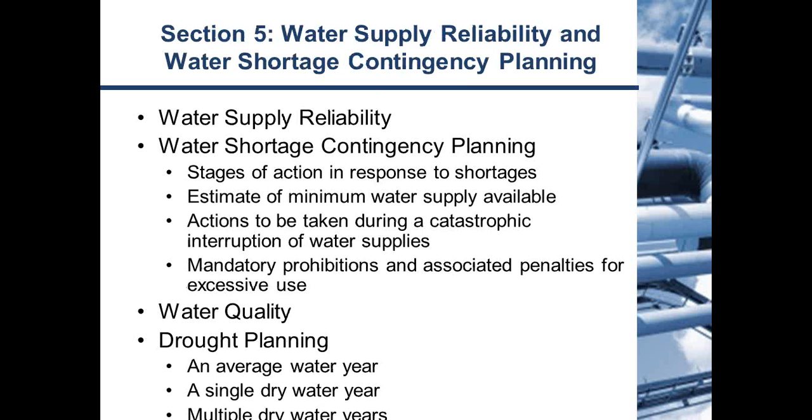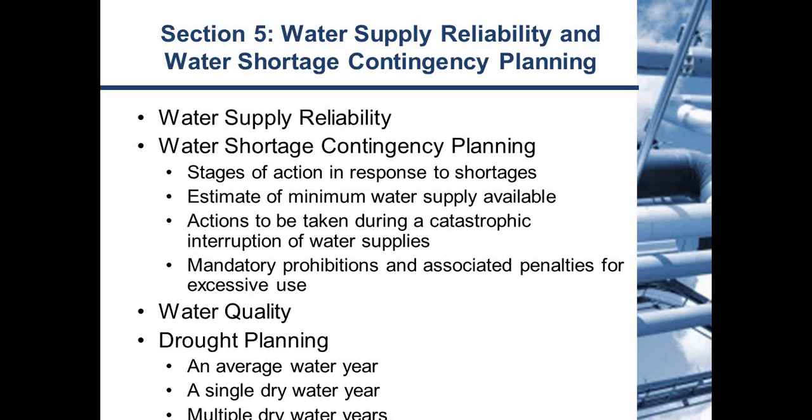Section 5 is water supply reliability and water shortage contingency planning. Here we want to identify potential issues that could result in the reduction of the water supply. For water shortage contingency planning, we also want to identify water quality issues that could impact water supplies and discuss how quality issues will be addressed.